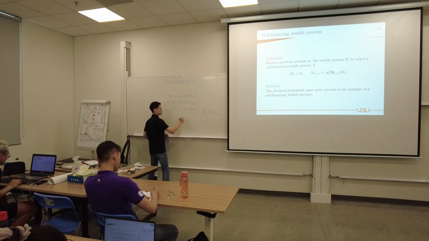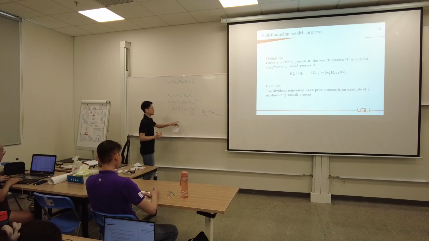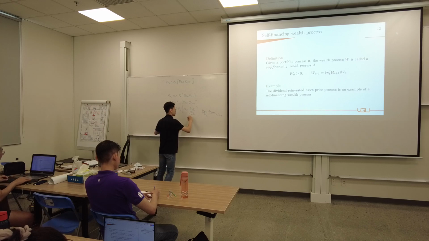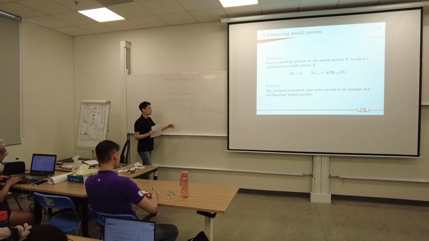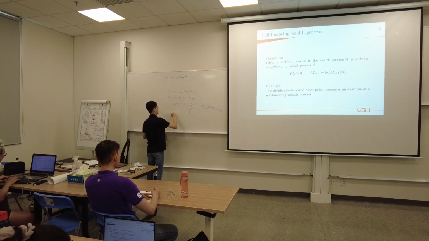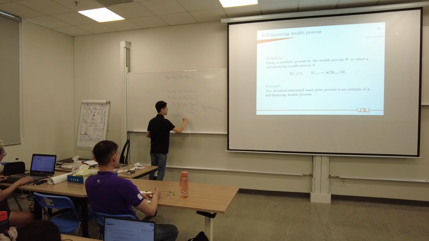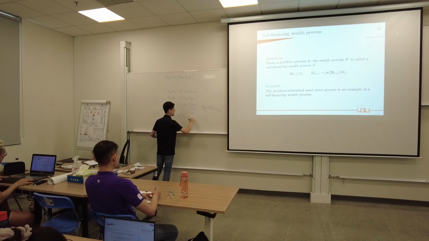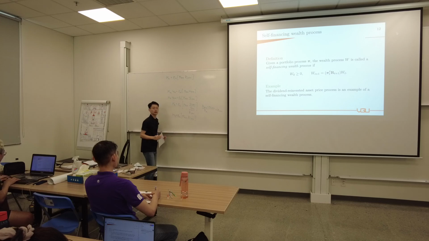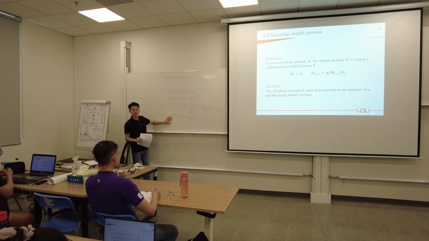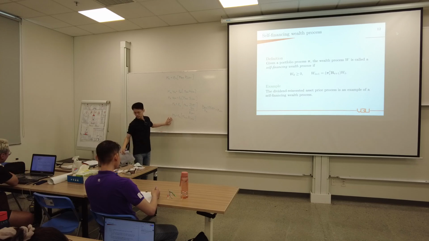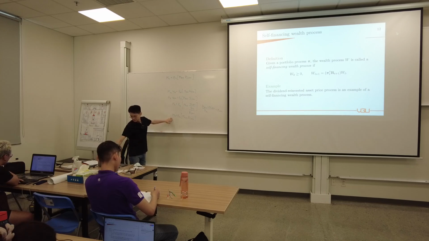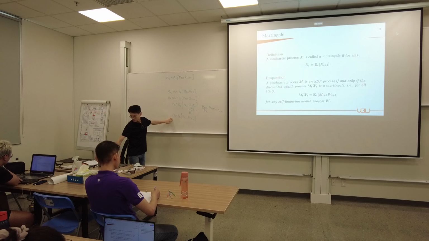Okay, so this ratio is just the return on the ith asset. So this equation becomes MT equal to the conditional expectation of MT plus 1 times the asset return. Okay, and this is the definition of SDF process. This is just the definition of SDF process.